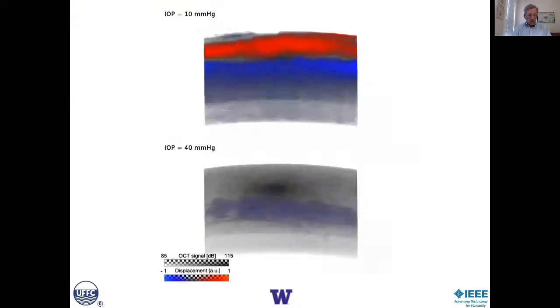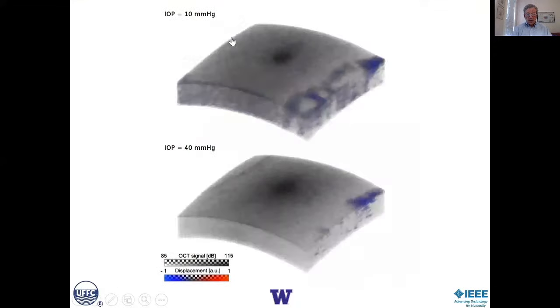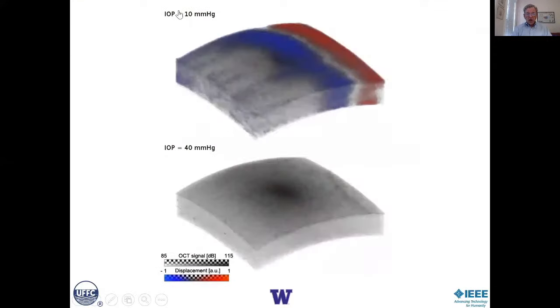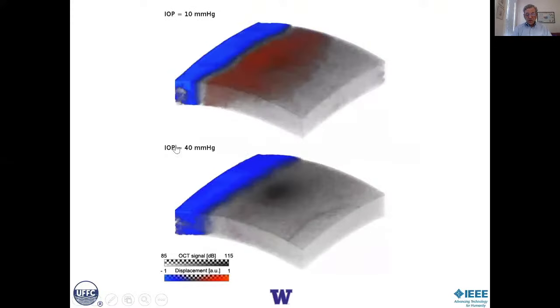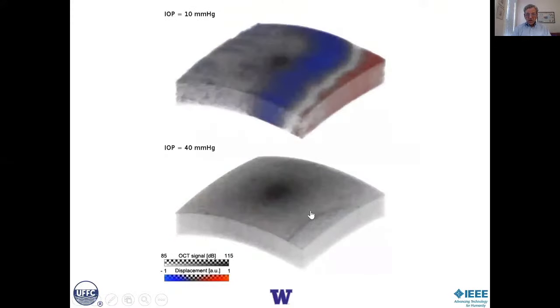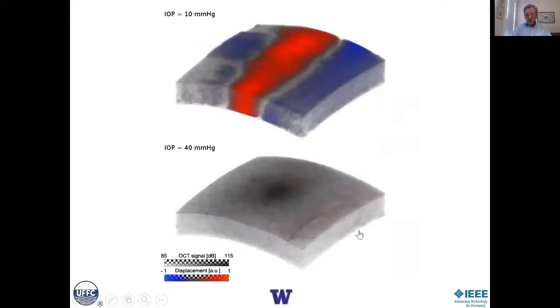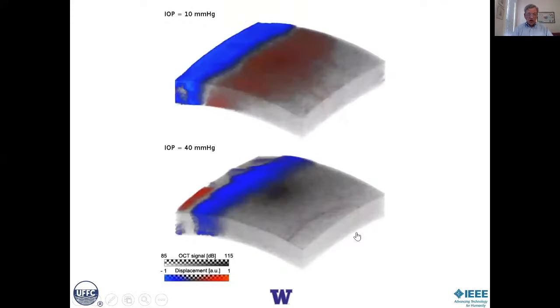And so here we go. This is just comparing the excitation for a pig cornea, one subjected to 10 millimeters of intraocular pressure versus 40. And as you can see, I'll just look at this one more time, you can see that wave speed in the 40 is much, much higher.